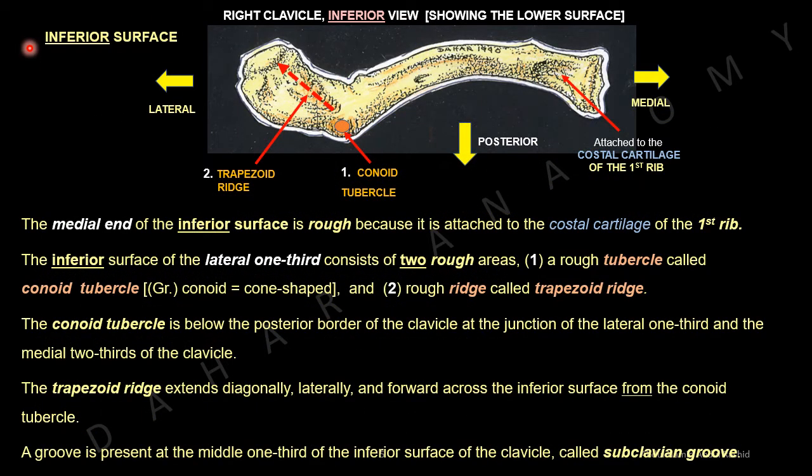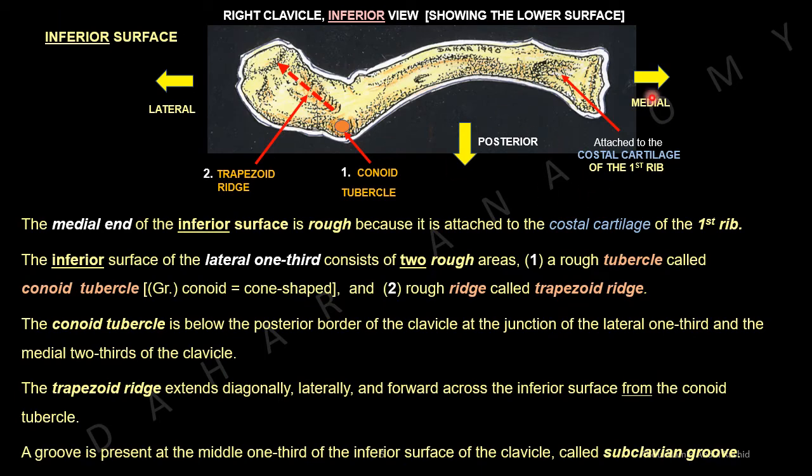Inferior surface of the clavicle. We are looking at the clavicle from below. So showing the lower surface, inferior surface. This is medial side. So this is the medial end of the clavicle. This is lateral side. This is the lateral end of the clavicle. This is behind, posterior. Then this will be the posterior border of the clavicle.